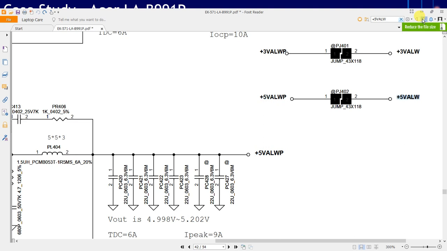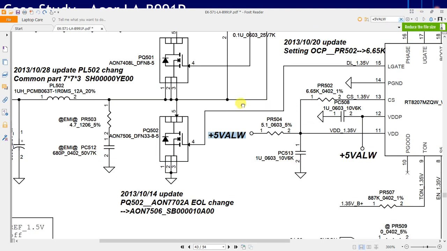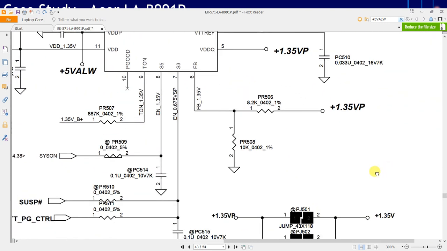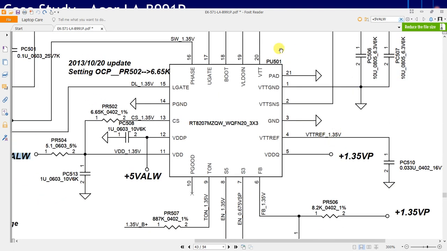So first it is after the PJ402 jumper pad, then this particular section is our RAM supply section, that is PU501, RT8207M.